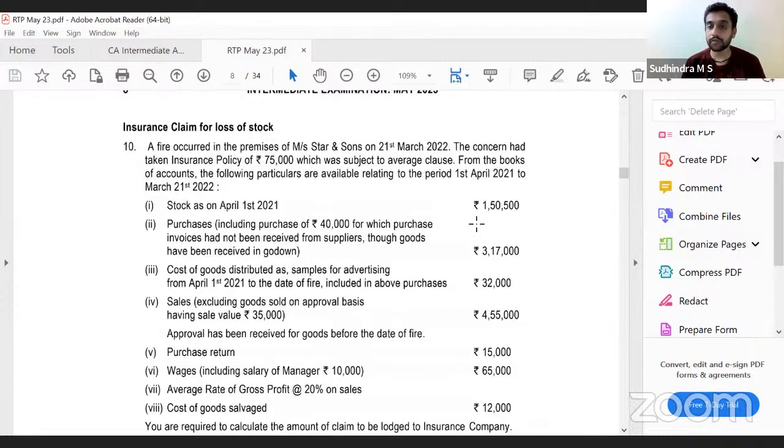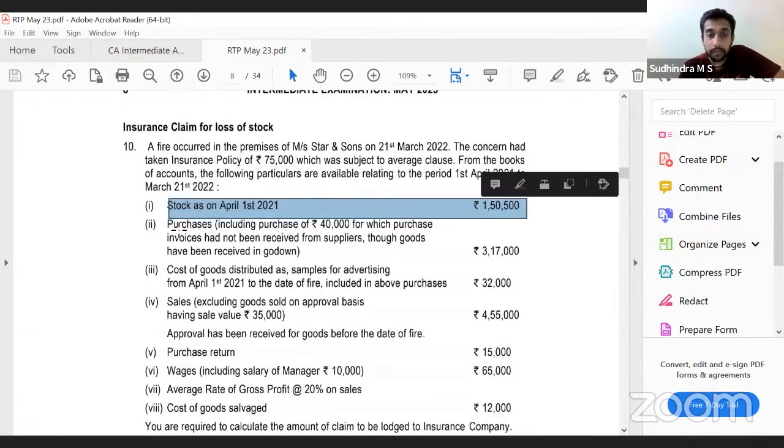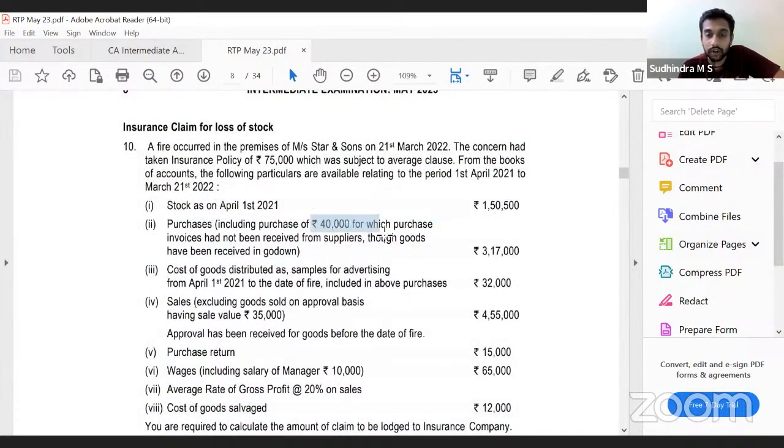Is it loss of stock or loss of profit? Or both? Yes, it is a loss of stock policy. Have they given us the GP percentage? Yes. So we can directly start with the memorandum trading account, correct? In the memorandum trading account, they have the opening stock, purchases. Now, what should I do with this 40,000? Subtract or add?